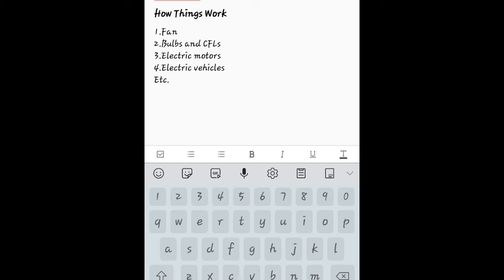They are totally dependent on electricity. The first one is a fan, which is used in every house, it seems, for having wind during summer seasons and also sometimes in other seasons. So here are 4 things which are totally dependent on electricity. Number 1 is fan, number 2 is bulbs and CFLs, number 3 is electric motors, number 4 is electric vehicles, and there are many other things which are totally dependent on electricity. You can write any 4 among these, or you can have your own choice.